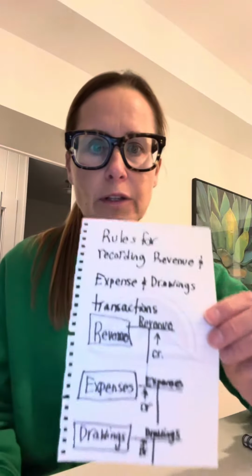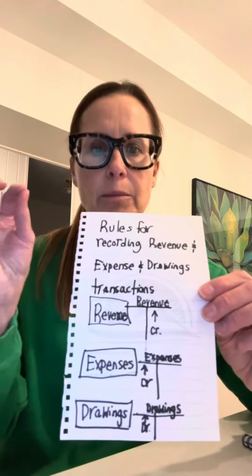Hi everybody, a really quick lesson on the rules for recording revenue, expense, and drawings in the T accounts, but we're not going to do T accounts. All I want you to know is how to record the transactions. Are they debits or are they credits? Here's what we're going to do. Here's the simple rule.